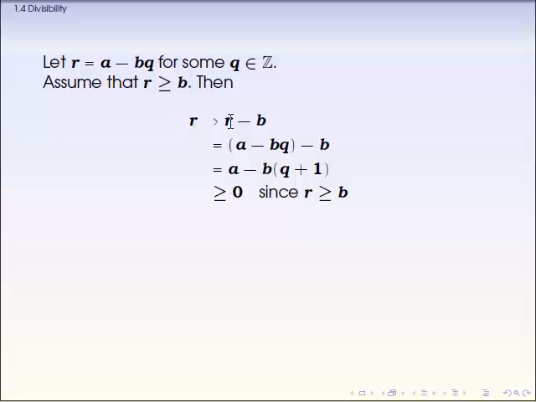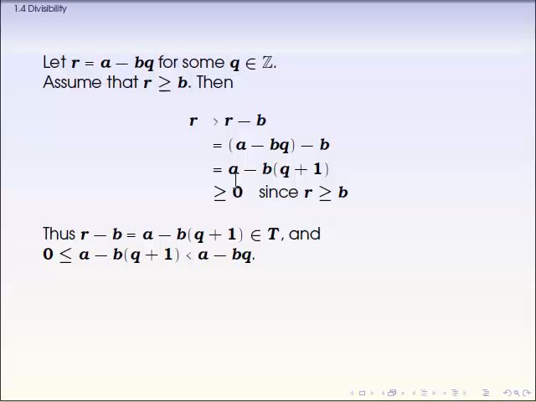is less than r, and r minus b can be written as a minus bq minus b. After we rearrange it, it looks like a minus b times q plus 1. But q plus 1 is also an integer, and this shape looks exactly like the elements of T, so it must be greater than or equal to 0. The reason is that we assumed r is greater than or equal to b, so r minus b must be greater than or equal to 0. Okay, because we have that condition.